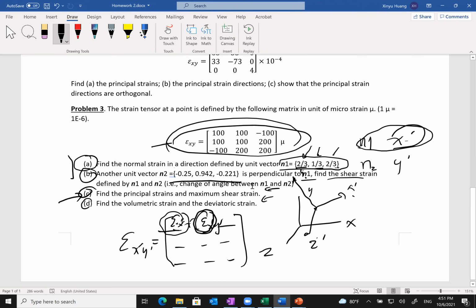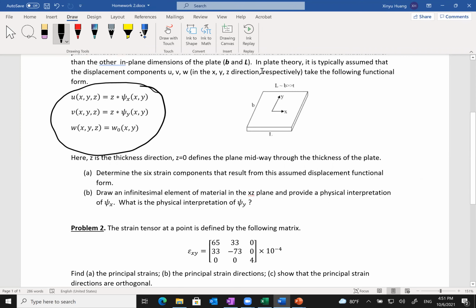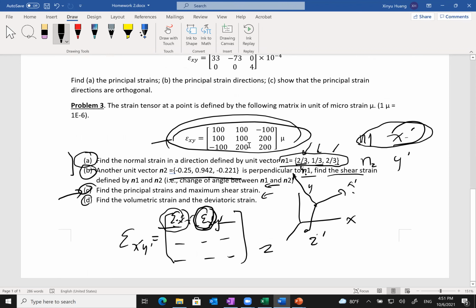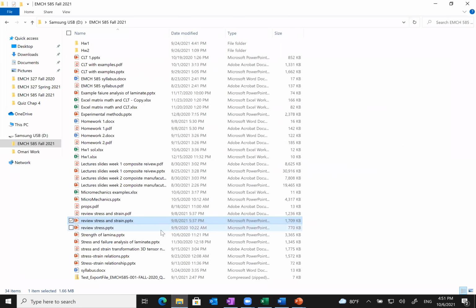Okay. Yeah, that's this 3 problem. Any questions? Comments, questions? All right, there are no more questions. Let's go over homework number 1, the solutions. Open up homework number 1.